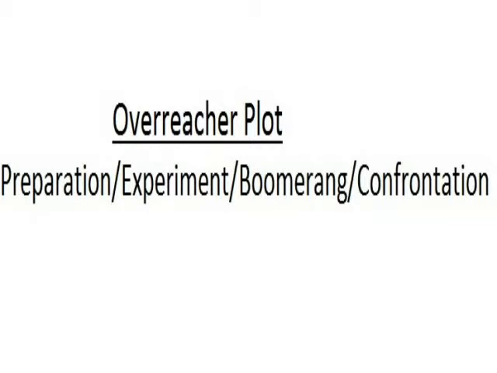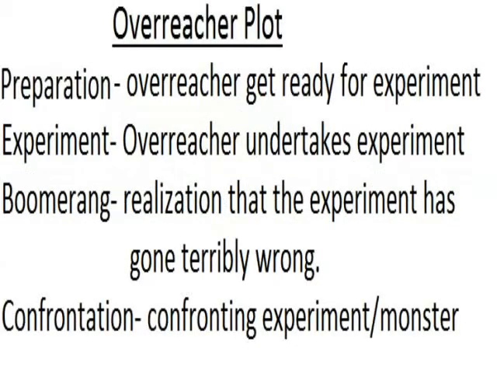Like the complex discovery, the Overreacher plot has four terms: preparation for the experiment itself, the unintended consequences where the experiment boomerangs around, and then the confrontation with the monster. The Overreacher is the experimenter, the one who overreaches where humans are meant to go. Classic Dr. Frankenstein, Henry Jekyll, Faust, Herbert West, Voldemort.